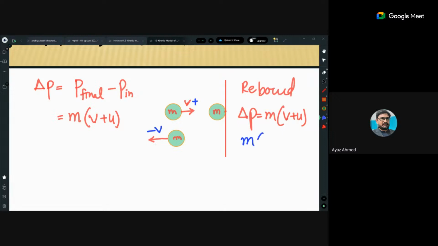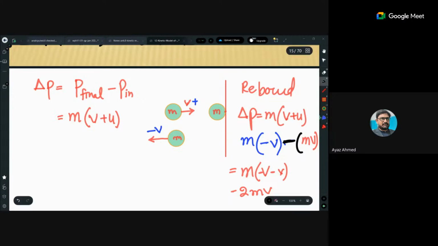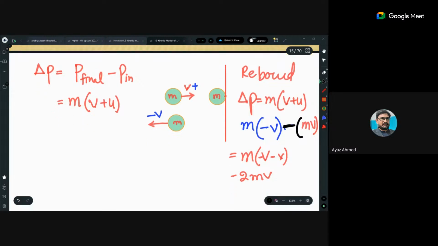So when you go to that case, m into v is the final momentum, with this minus sign, and this one is your initial momentum. So what will happen? m into negative v, so it becomes 2mv with a negative sign. So it means the particle is moving opposite in direction. So simply speaking, it's not a big deal. I will just consider this.